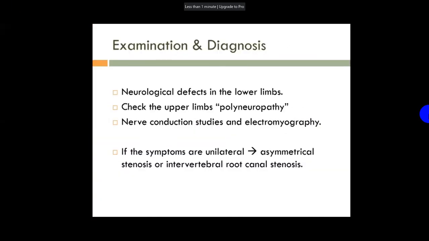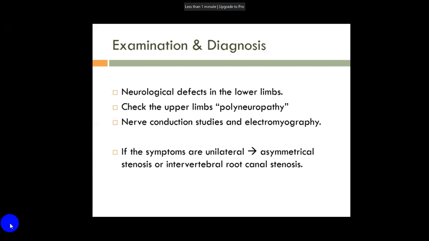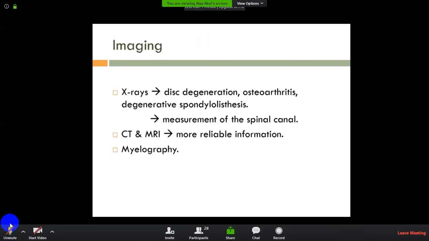The examination and diagnosis: a neurological deficit in the lower limbs may be present. Check for upper limb polyneuropathy. Nerve conduction studies and EMGs sometimes may be helpful to differentiate between peripheral neuropathic symptoms and nerve root compression or cord compression. If the symptoms are unilateral and asymmetrical, intervertebral root canal stenosis may be present. The imaging study.